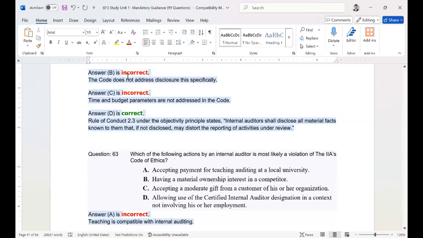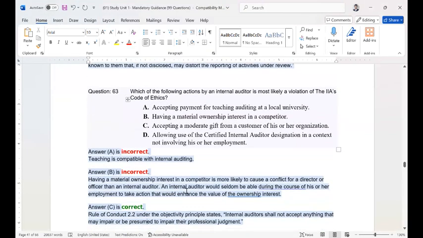B. B. Answer is C. You can't accept moderate gifts. You can accept only gifts of nominal value.